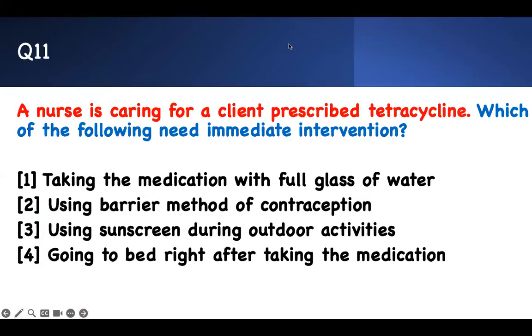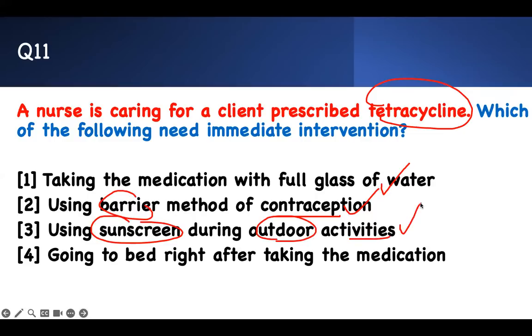Select or apply. Sorry, add question. And this is caring for a client prescribed what? Tetracycline. Which of the following need immediate intervention? Taking the medication with full glass of water. Good. Using barrier method of contraception. Good. Using sunscreen during outdoor activities. Good, to prevent photosensitivity. Going to bed right after taking the medication. You need to be upright 30 minutes after taking it to prevent esophagitis. So this one needs intervention.